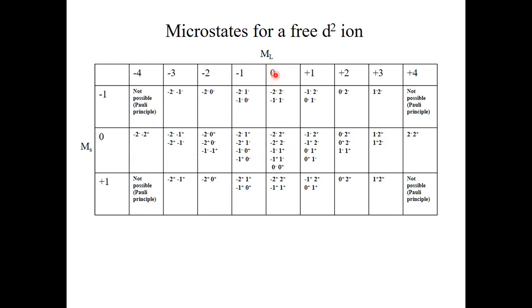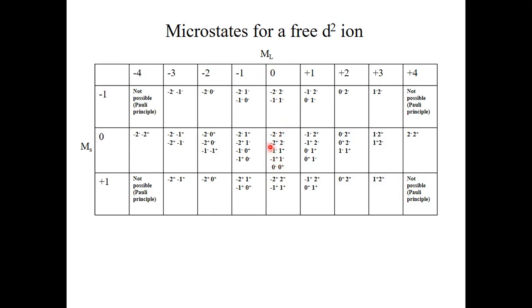capital ML equal to 0 and MS equal to 0. There are overall 1, 2, 3, 4, 5 combinations. So the first combination is that the first electron has an ML value of -2, and the second one has an ML value of +2. So -2 plus +2, well, that gives 0. And one electron is spin up, and the second electron is spin down.